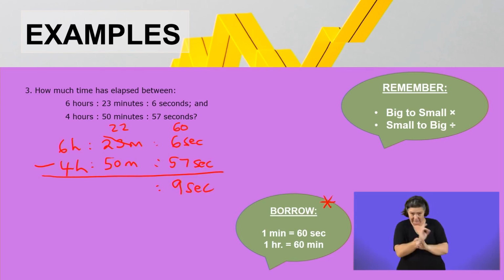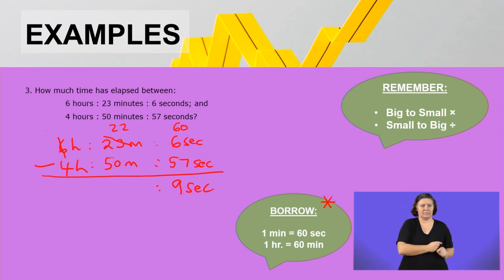I hope that's clear. I borrowed 1 minute. That 1 minute I converted into seconds. 60 seconds equals 1 minute, and I added to the seconds. So therefore, it's 66. Now I'm going to work with my minutes. I have 22 minutes minus 50 minutes. Can you see it's not enough? Again, I'll have to go and borrow.